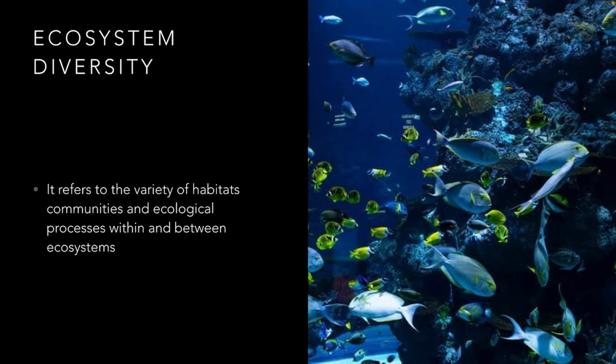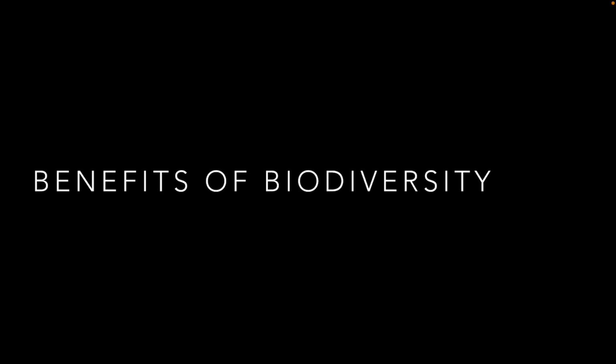Last but not least, we have ecosystem diversity. It refers to the variety of habitats, communities, and ecological processes within and between ecosystems. As you can see in this ecosystem, we have so many sea animals. You can see there are so many types of fishes in the sea. This is ecosystem diversity.